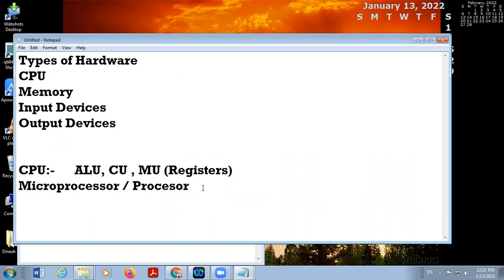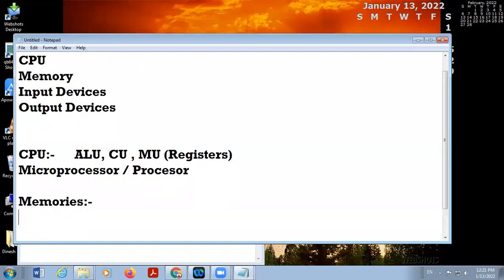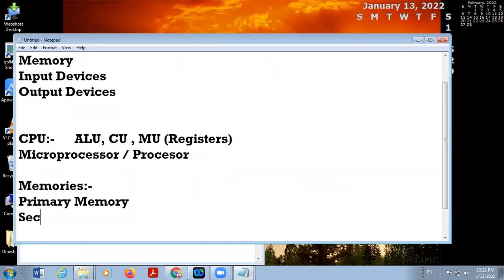And in the case of your CPU, we know that there is RAM, okay? Memory is there. But the memories are of two types. Computer memories are of two types. One is primary memory, and the other is secondary memory.